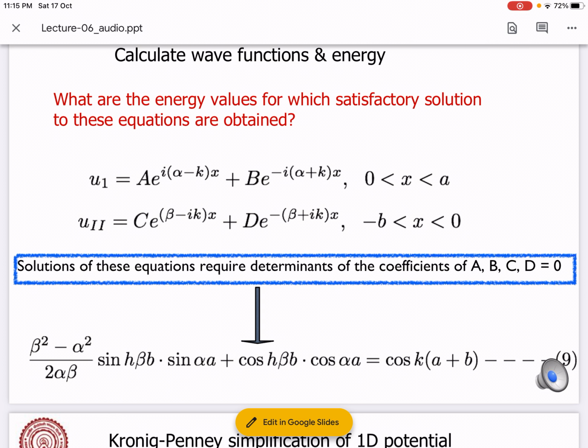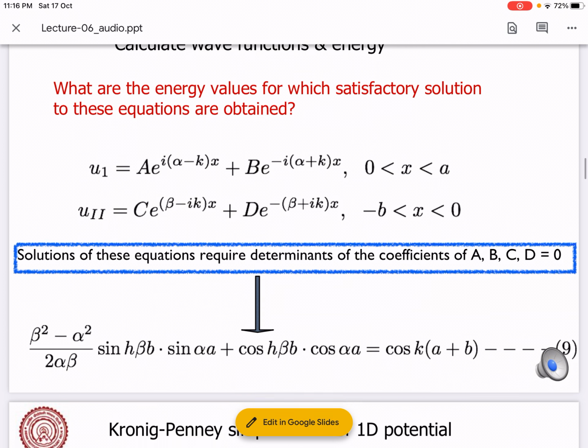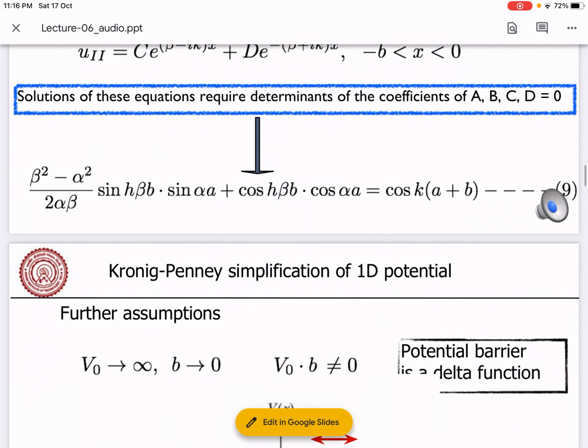If you remember, alpha is the energy term basically. We have defined alpha square as equal to twice m E by h cross square, right. That is what we have defined as alpha.